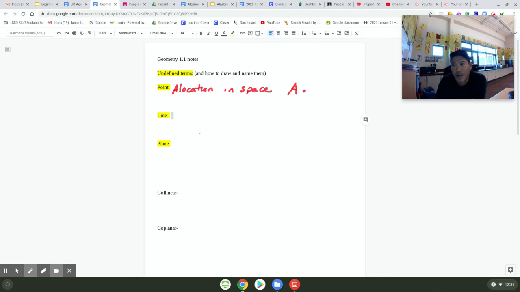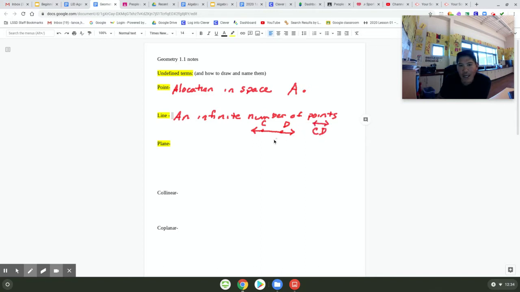A line, something that you went over in algebra when you graph linear functions or linear equations. A line is just an infinite number of points and extends forever in each direction. To show that it extends forever in each direction, you put arrows on each end. When you name a line, you name a line by 2 points on the line, such as C and D. So I made the 2 points on the line. I named those points by single capital letters. And then this would be line CD.